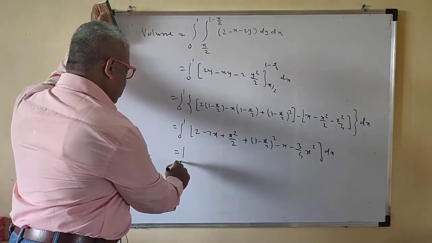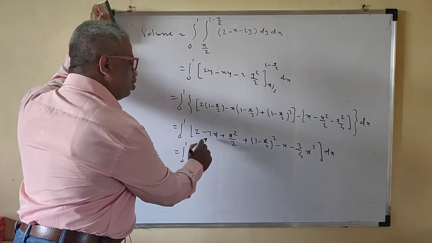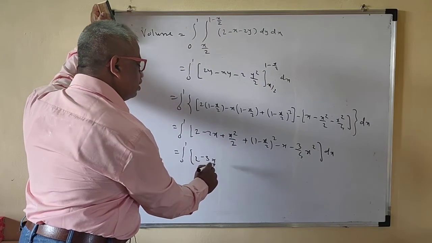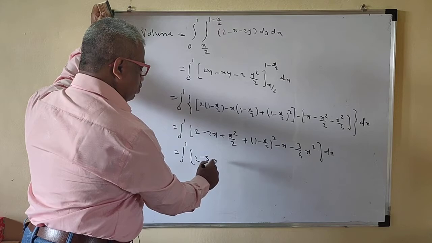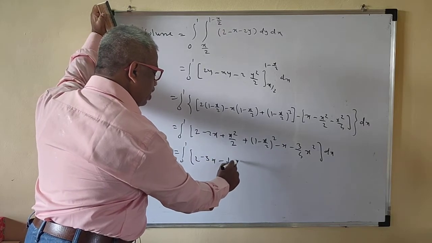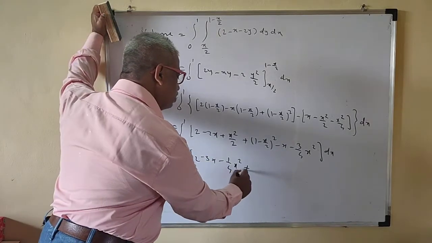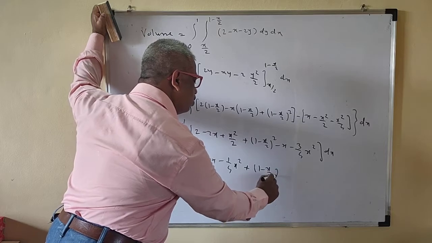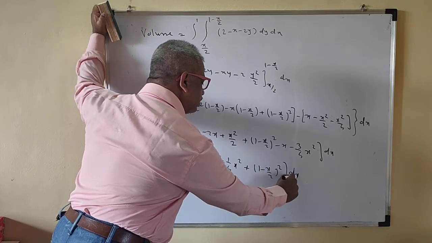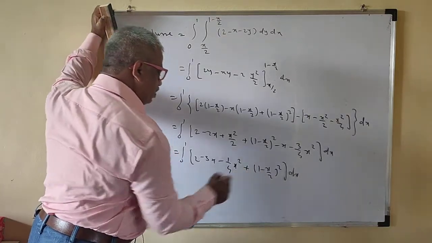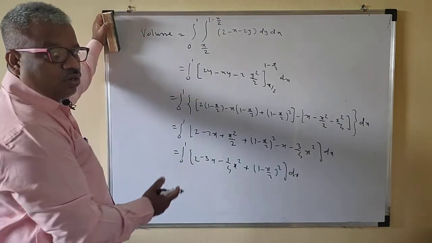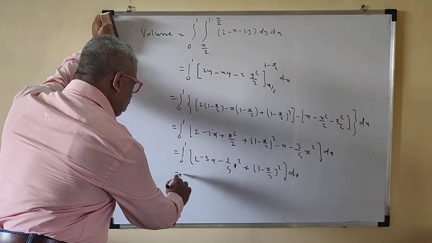Okay, now we will simplify this. 0 to 1. 2. This is minus x, so minus 3x. So this is x square by 2, 2x square by 4, and this is 3. So this is minus 1 by 4 x square plus 1 minus x by 2 square dx. I can integrate this, so I will keep this as it is. No need to expand. If you want to expand, you can do. Okay. Now I will integrate this.